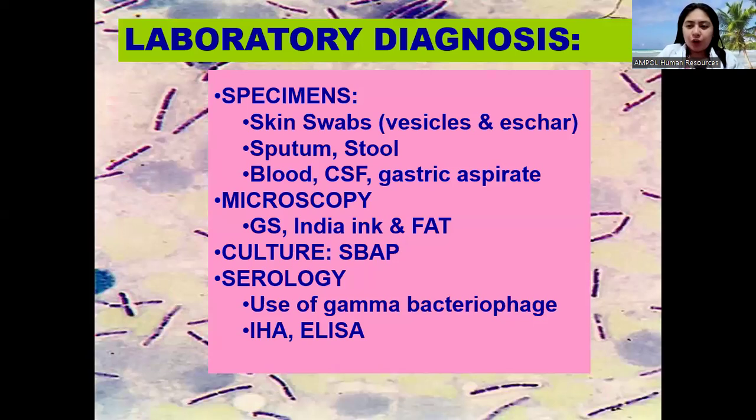For diagnosis of Bacillus anthracis, we can use skin swabs, swabbing the vesicle and the black eschar in cutaneous anthrax. You will see gram-positive bacilli, purple in color, with centrally located spores. Sputum and stool can be used as laboratory specimens. Blood, CSF, and gastric aspirate if it becomes systemic. For microscopy, we can do gram staining, India ink, and fluorescent antibody testing. For culture, we can just use sheep's blood agar. For serological testing, we can do gamma bacteriophage, immunohistochemical testing, ELISA, and the immunohematological agglutination test.